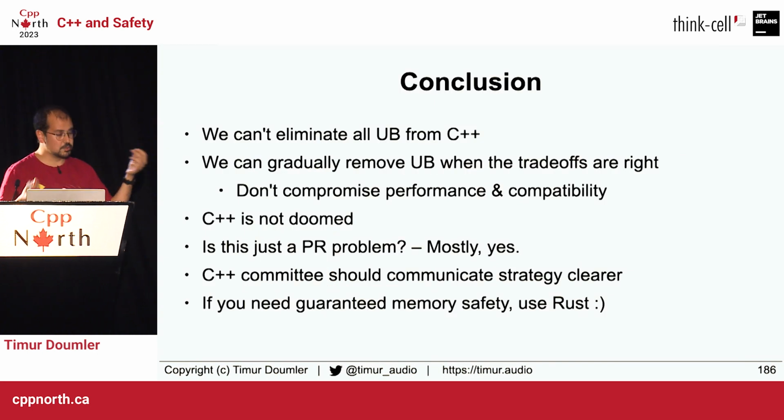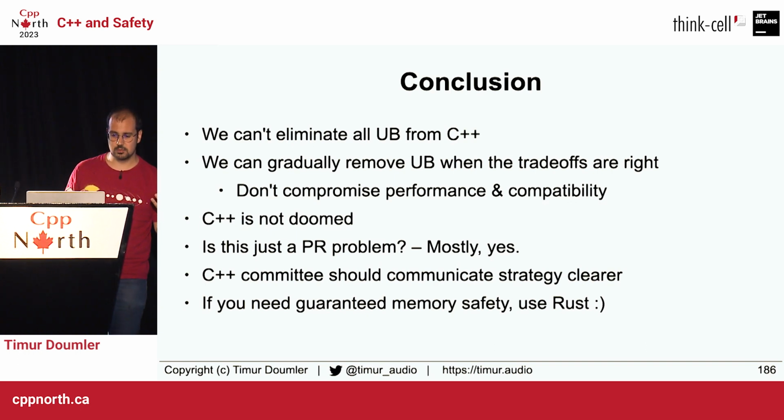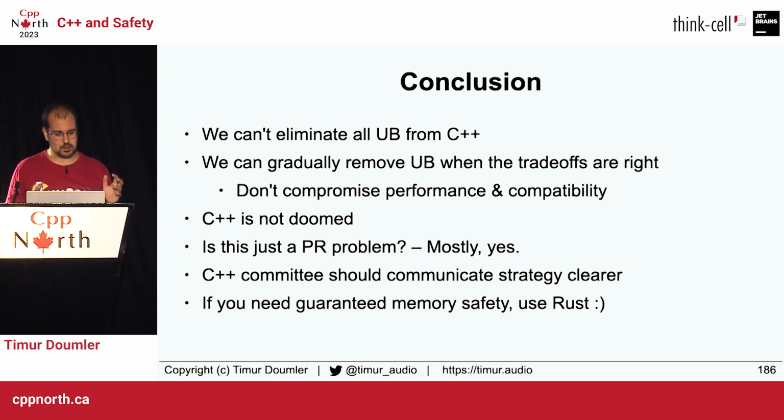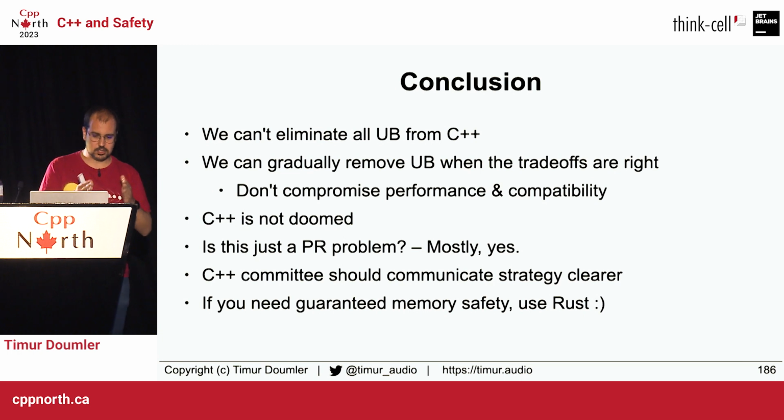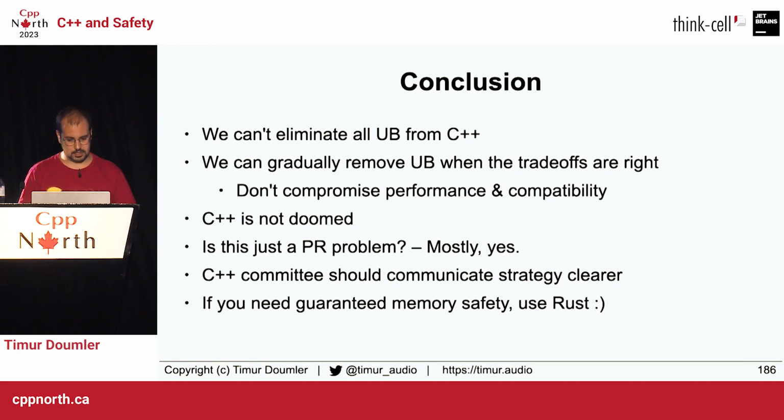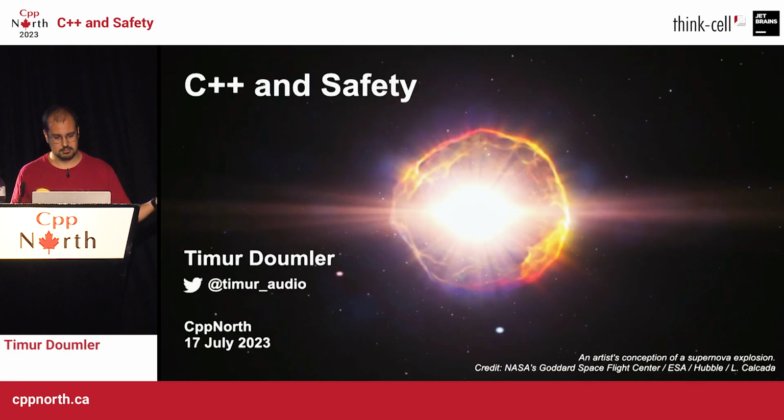This is my conclusion. We can't eliminate all UB from C++. We can gradually remove it where the trade-offs are right, but not everywhere. But I don't think C++ is doomed, and I think it's mostly a PR problem. We have to just communicate clearly what we're doing. We're not trying to build Rust. We're just trying to make the situation better, one little feature at a time. And if you need guaranteed memory safety, use Rust. Thank you very much.